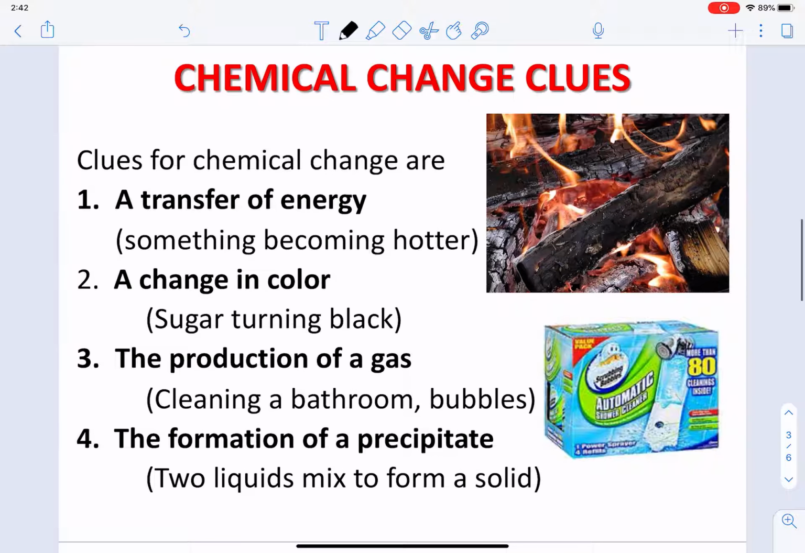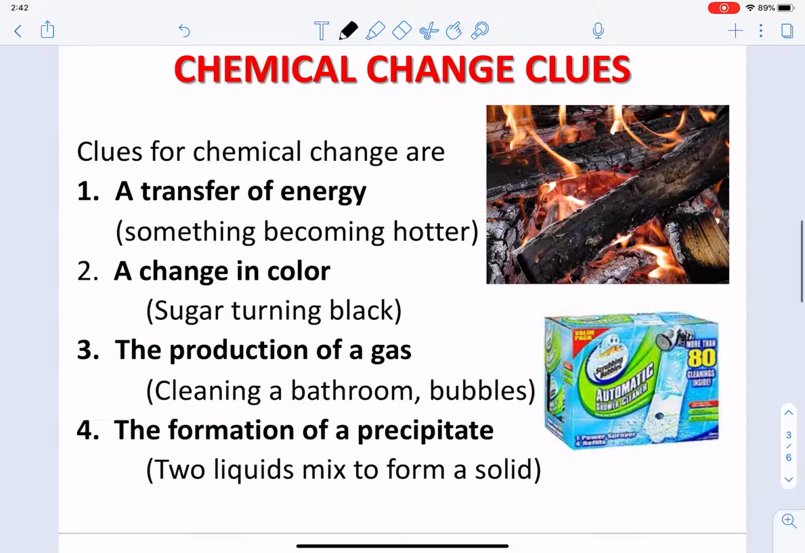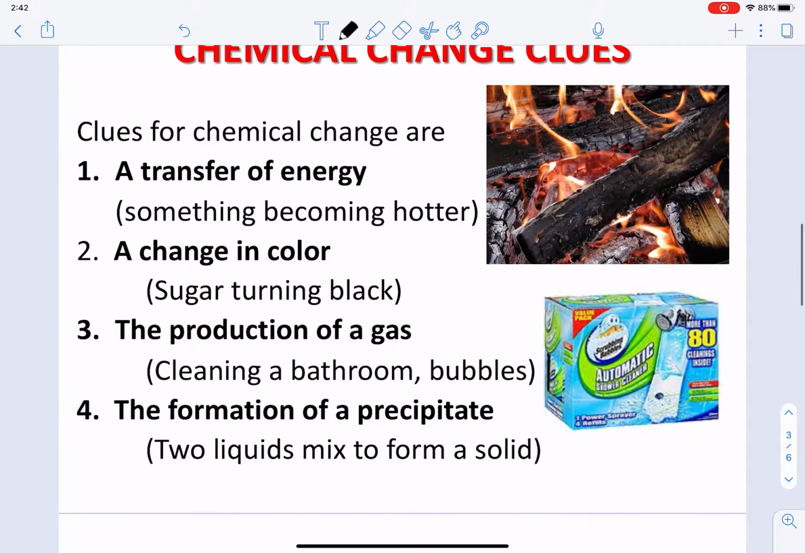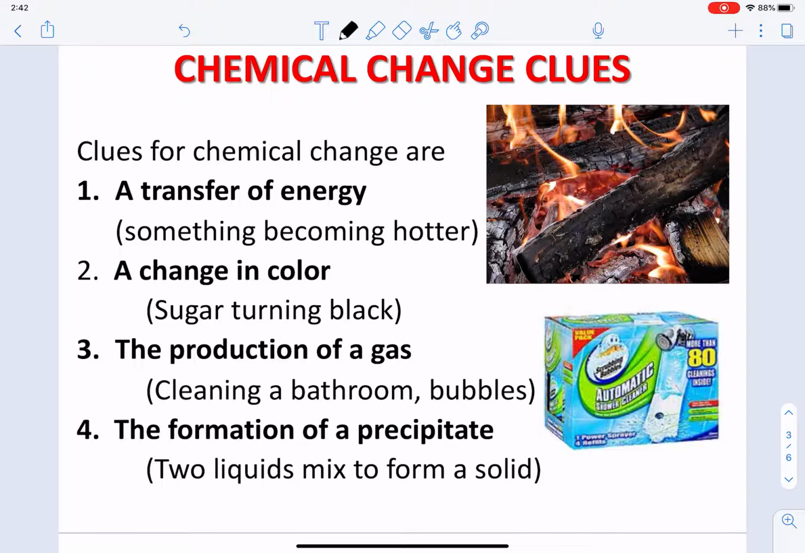So going into more of that, there are 4 clues that we can observe when we are performing different experiments to determine or to see if a chemical change has occurred. Because we can't actually see if the elements or the molecules are breaking bonds or changing their identity, they're just too small. But what we can see are a few of these things. So, first one, a transfer of energy.